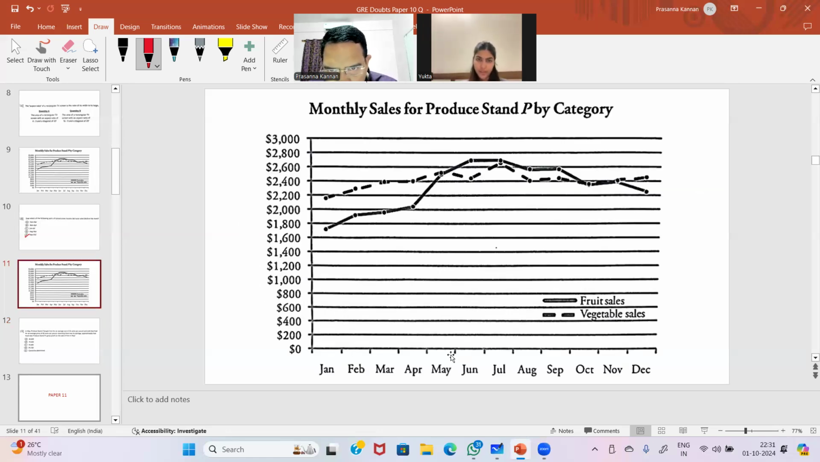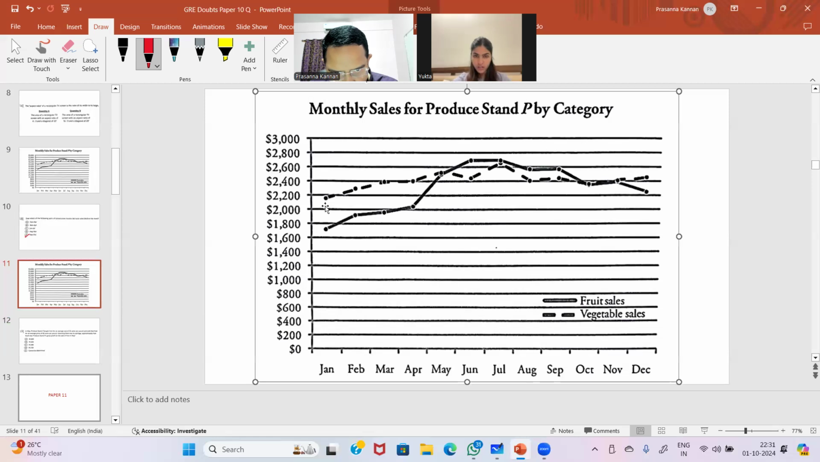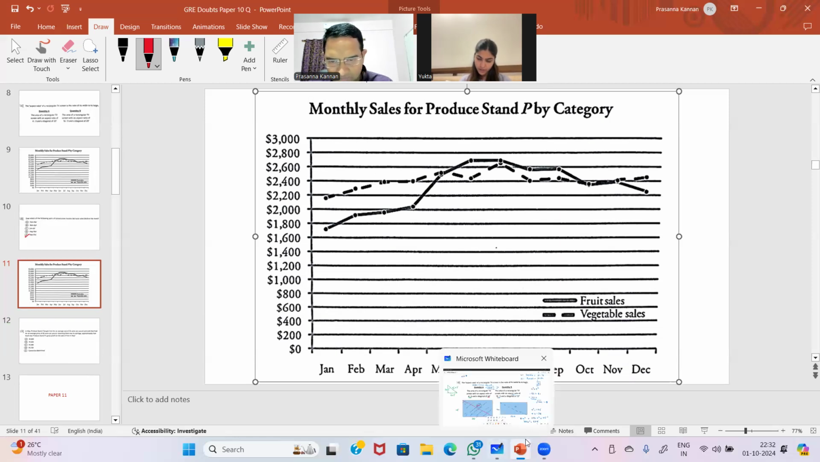Correct. So if I look at the month of May, and my fruit sales is given by the continuous line. So Jan, Feb, March, April, May, five, right? Five, fifth dot. One, two, three, four, five, right? So my fifth dot is here, correct? So that's referring to 2,500, correct? So $2,500 was my monthly sales in the month of May, correct? So let's do that.